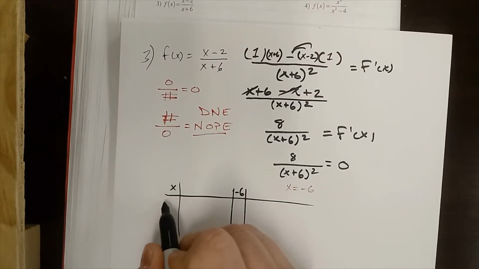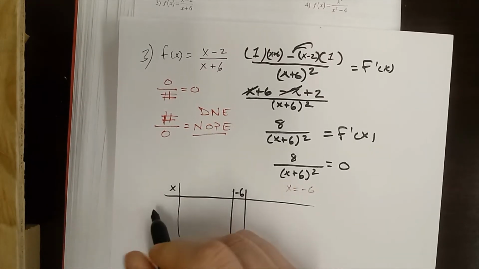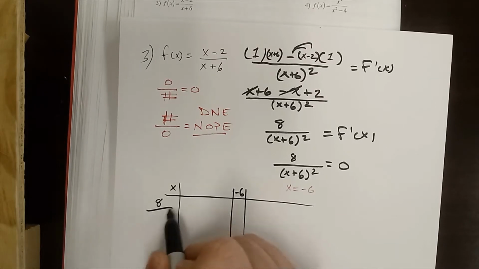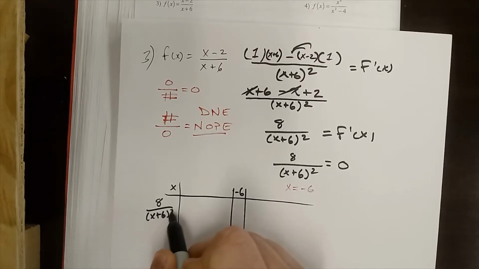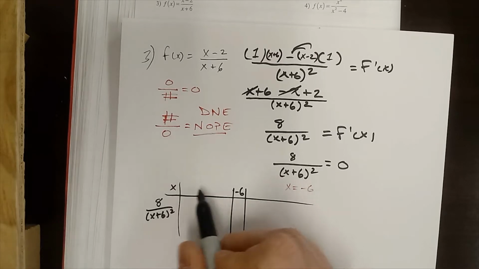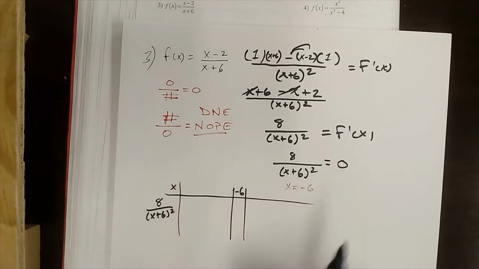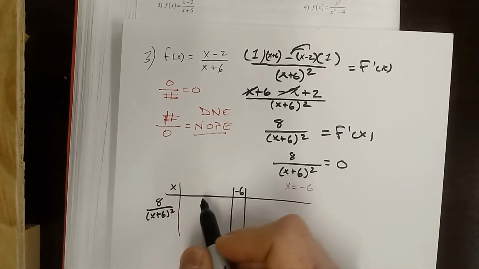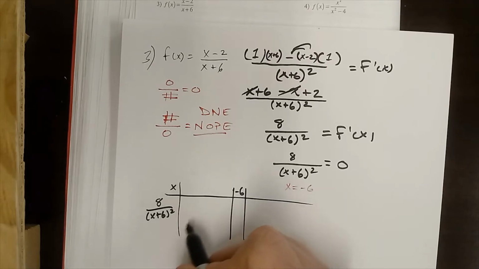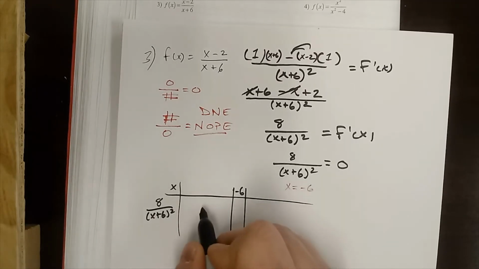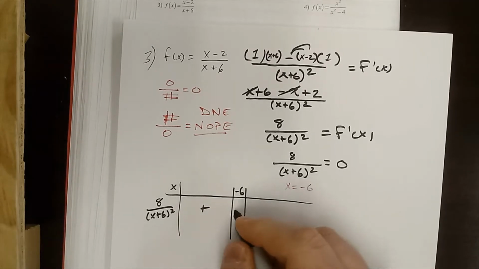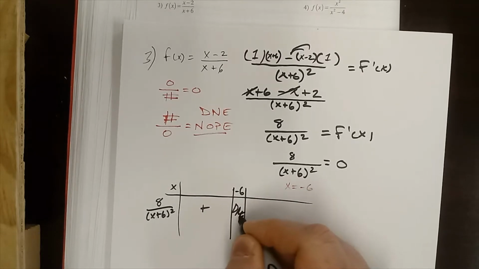Now I'm dealing with 8 over (x plus 6) squared. So pick any number less than negative 6 that you want. It doesn't matter. Negative 1,000, who cares? 8 over negative something squared doesn't matter. We're going to end up with a positive. And then here, we're going to have an undefined, so I'm going to write DNE.